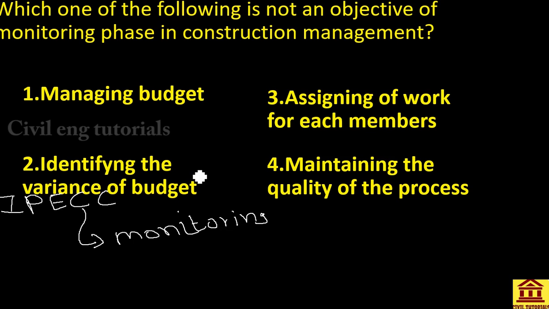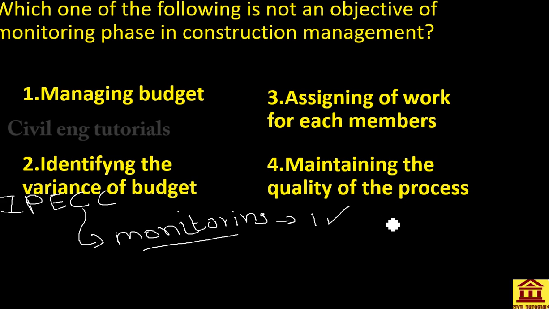The first option is managing budget. You know the budget is the backbone of any project, so managing the budget is a main thing in our monitoring phase. So our first one is correct, and it is one of the main scopes in the monitoring phase. The second one is identifying the variance of budget.